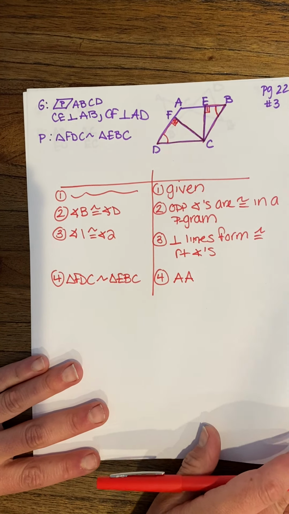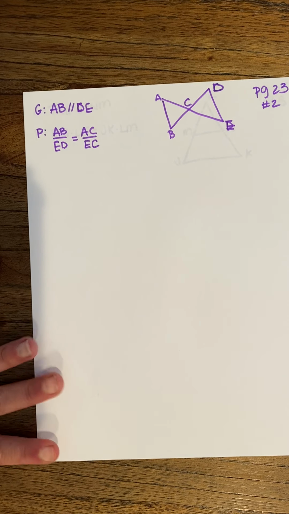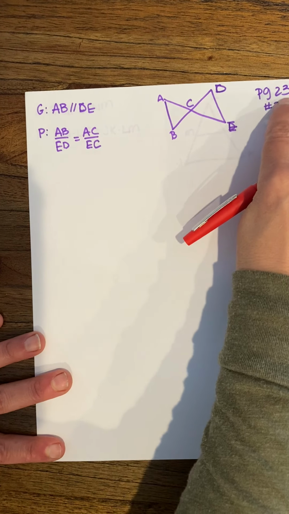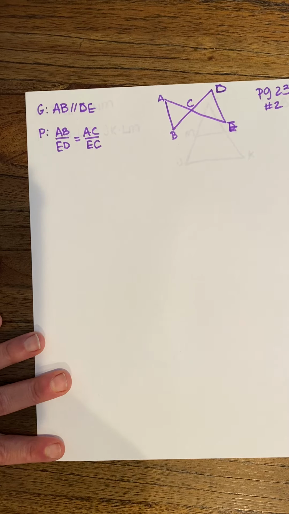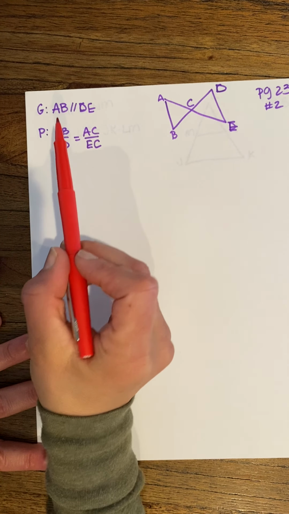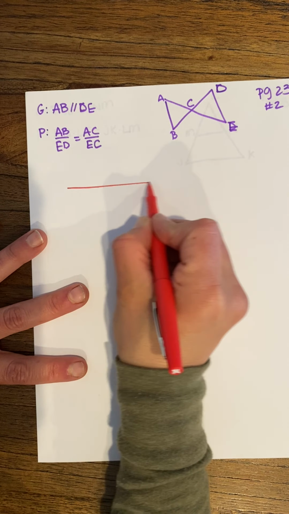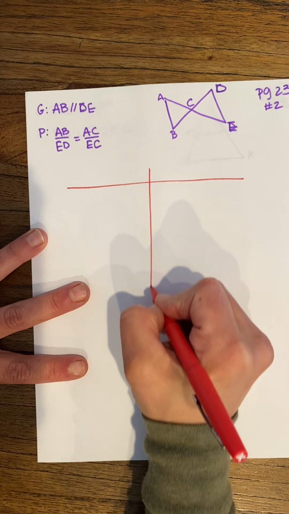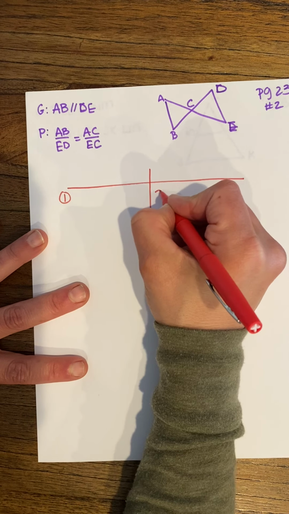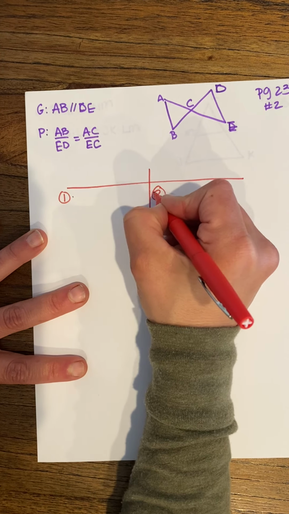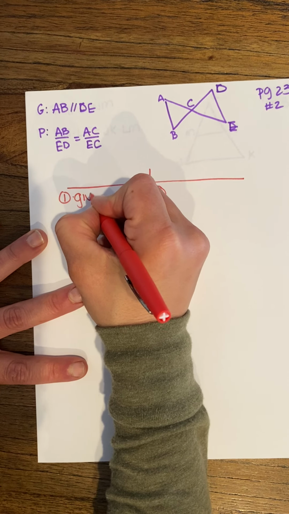All right, the next one I want to do is where you could have an extra step after you do this. That would be like page 23, number 2. In page 23, number 2, you're being asked to prove a proportion. If you're being asked to prove a proportion, you know you still have to prove two triangles similar first. So again, we'll start with our givens.